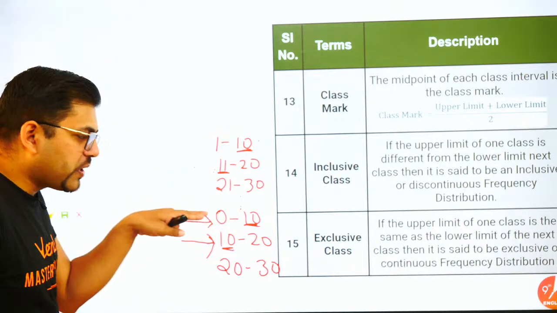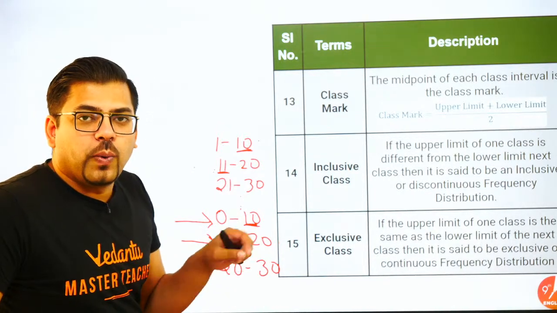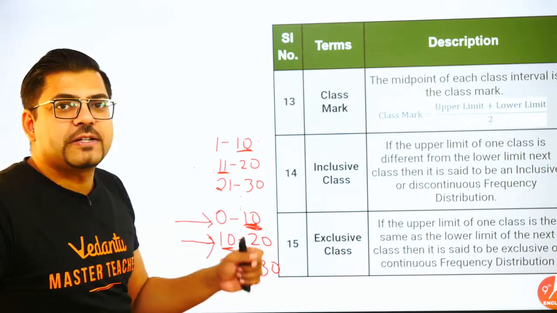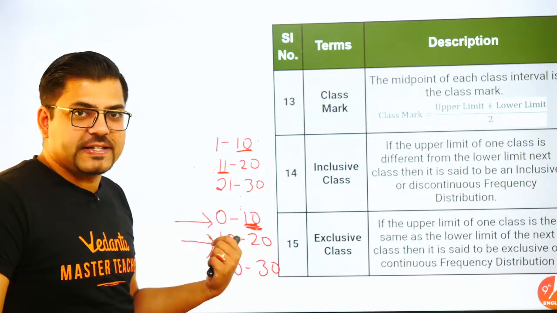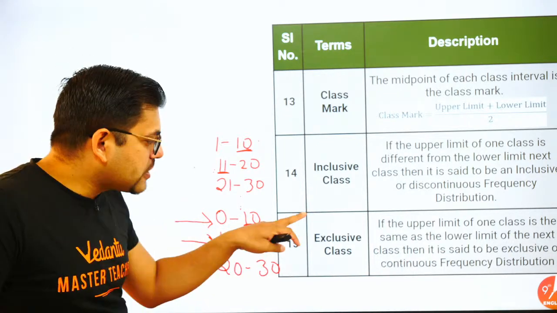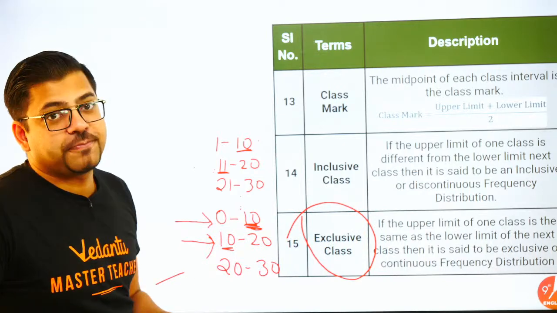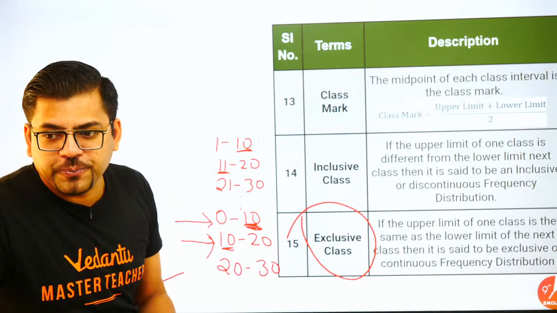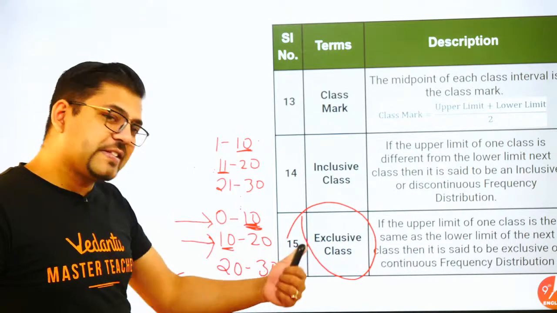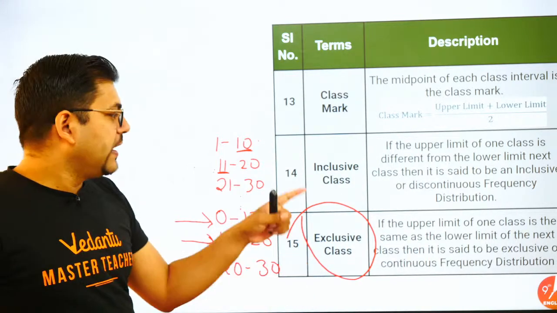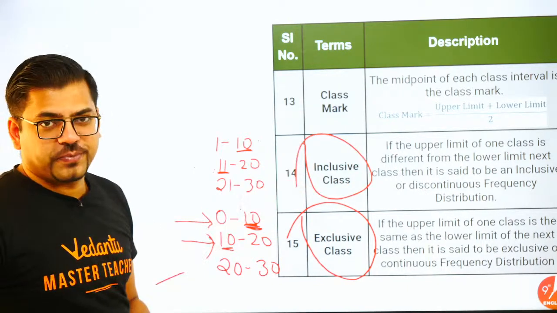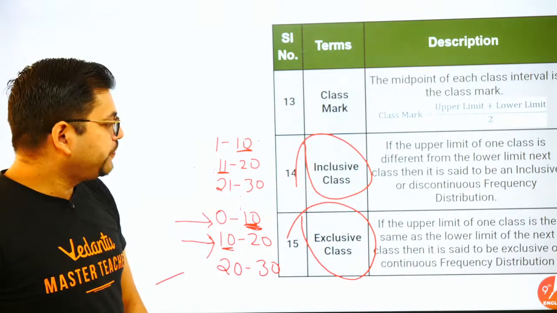So we don't put it in the first one. Why? We always say that the highest value must be excluded from this class. And that's why the name is exclusive class. Exclude. Okay? Sir, upper limit is never included. Absolutely right, Naman. So that is why this is excluded, so exclusive class. In here, upper limit is included, so that is why inclusive class. Okay? Chalo. Moving on.